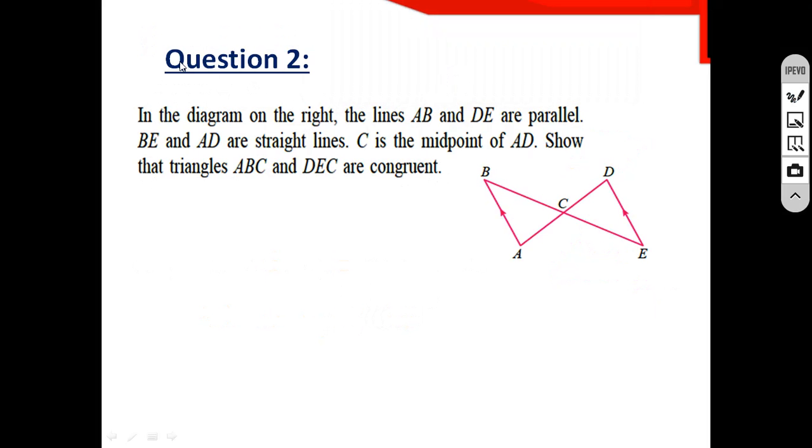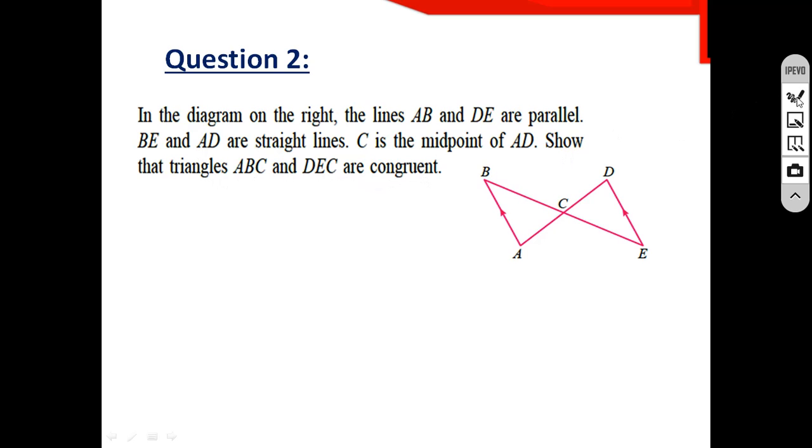Students, now we look at question 2. In the diagram on the right, the lines AB and DE are parallel. BE and AD are straight lines. C is the midpoint of AD. Show that triangles ABC and DEC are congruent.